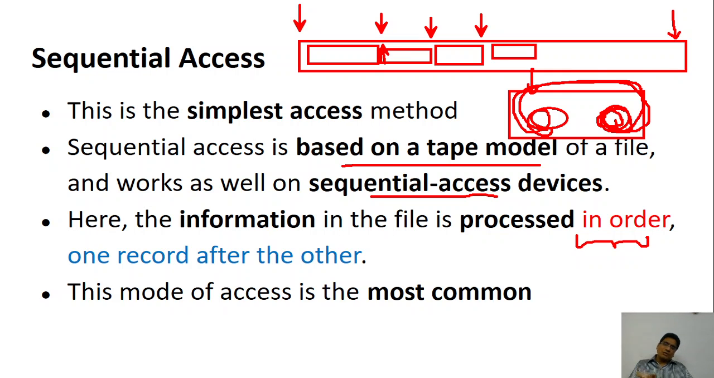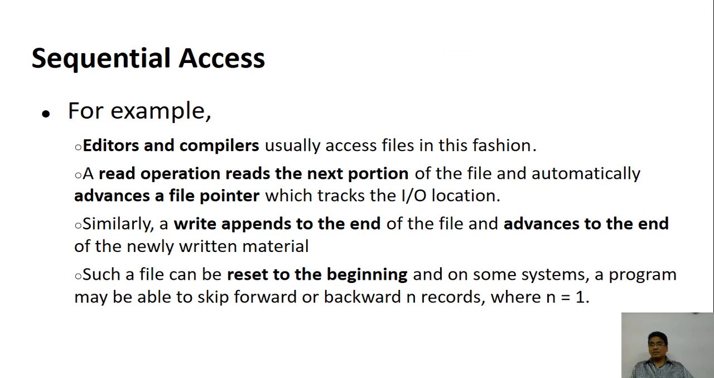You read the first record, then go to the second record, then the third record, and so on. This is the most common way of accessing it. This is generally done by most of the editors, like when you start writing a program using your favorite editor, like vi, or you might have used Notepad++ or any other editor.